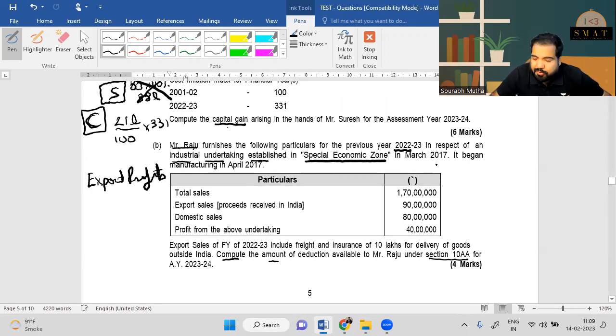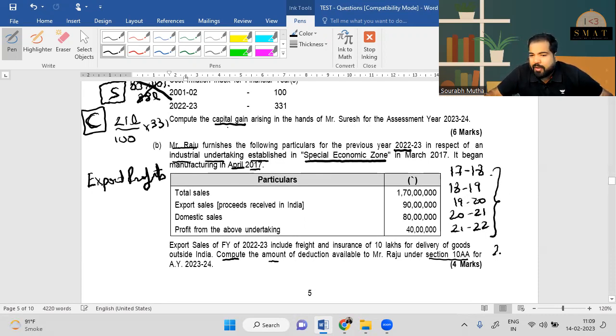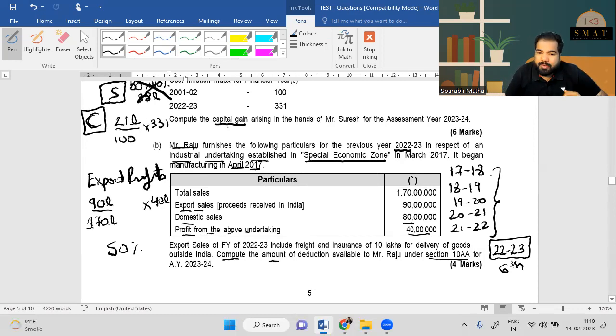Now step two, we'll have to see whether it's in the first 5 years, 100%, or the next 5 years. So it began manufacturing in 2017. So 17-18 was the first year. 18-19, 19-20, 20-21, 21-22. These were the first 5 years, but we are in the next 5 years, 22-23. So it's in the 6th year, and hence whatever the export profits are, you will get 50% deduction. Let's calculate export percentage. Export sales proceeds received in India was 90 lakhs. Domestic sales was 80 lakhs. So totally it became 170 lakhs. Profit of the undertaking is 40 lakhs. So this percentage you have to find out into 40 lakhs, but guys, we have to wait.